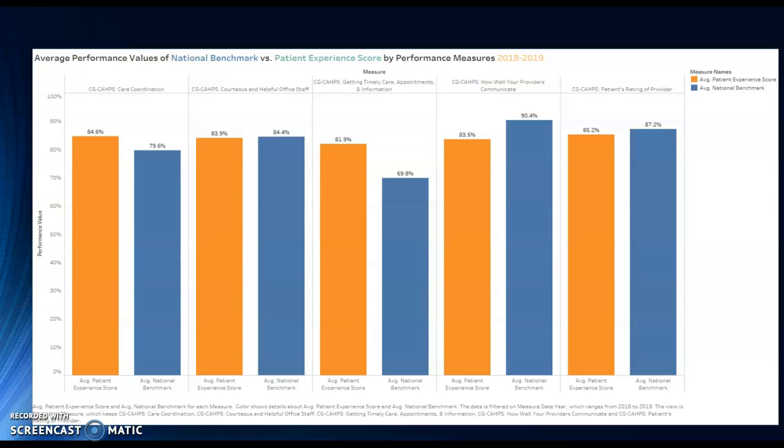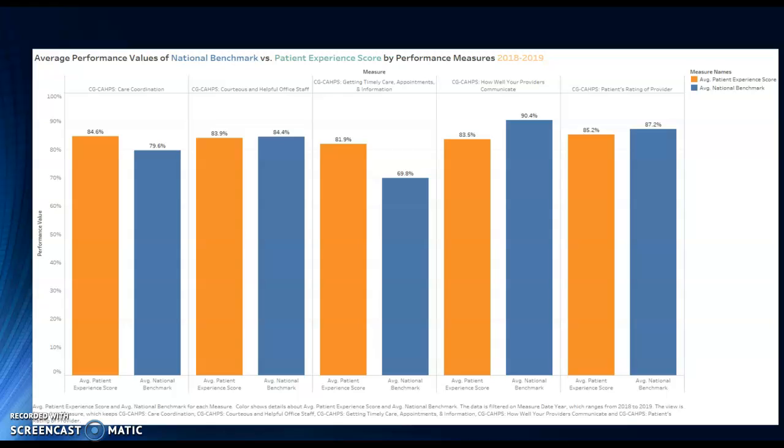I chose a bar graph because it's very easy to read, and you can clearly see the highest and lowest performing departments. You can clearly see that the performance measure, how well your providers communicate, has the highest score for national benchmark. It has the closest to highest score in the patient experience score, but the highest score goes to patients' rating of providers for the patient experience score.